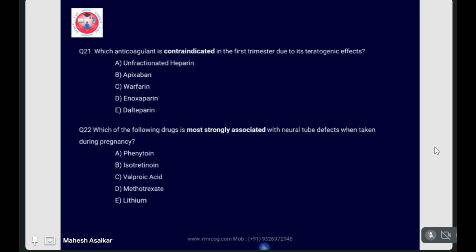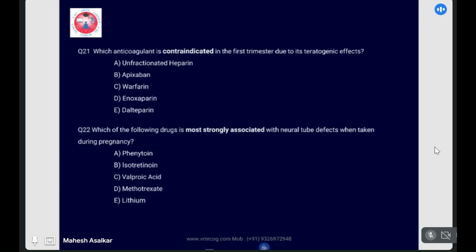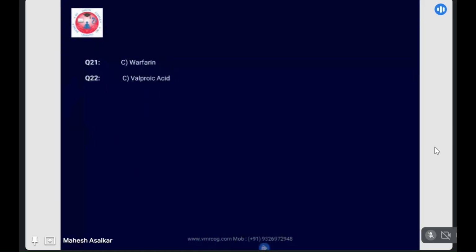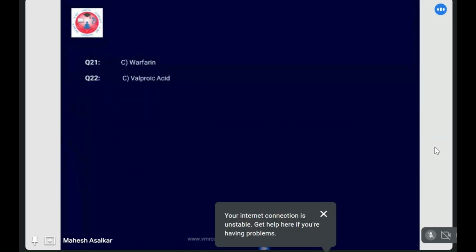Next question. Which of the following drugs is most strongly associated with neural tube defects when taken during pregnancy? A. Phenytoin, B. Isotretinoin, C. Valproic acid, D. Methotrexate, and E. Lithium. I think it is valproic acid. The other answers are not absolutely wrong, but valproic acid has the highest association.